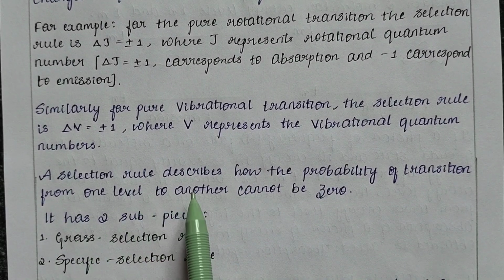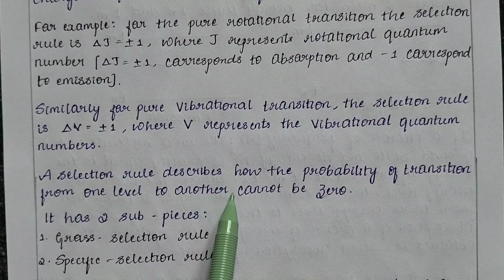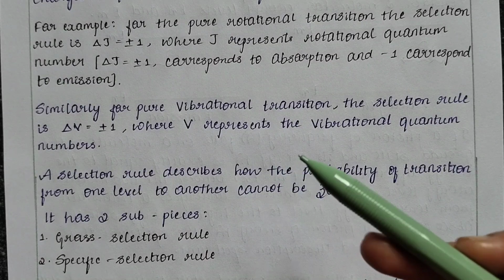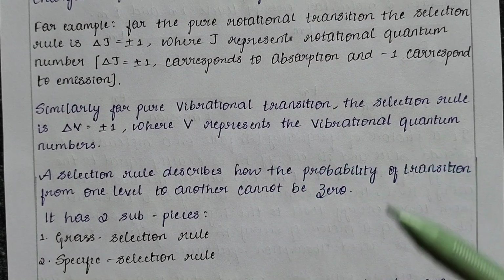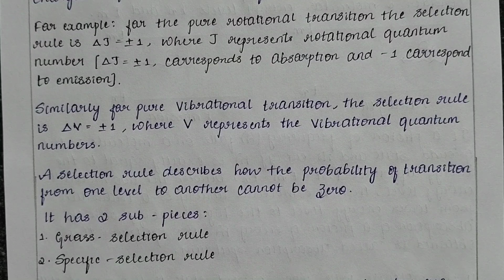The selection rule describes how the probability of transition from one energy level to another cannot be zero. That is, since every energy level has its own discrete energy, the movement of an electron from any energy level to its consecutive next energy level cannot be zero. And thus, it has two sub-pieces, that is, the gross selection rule and the specific selection rule.